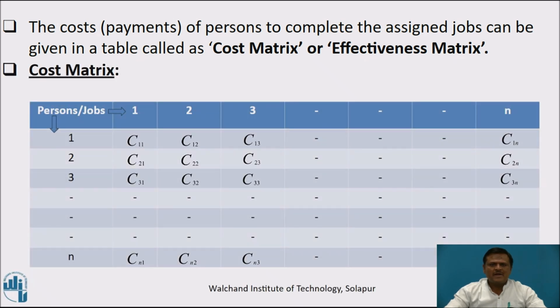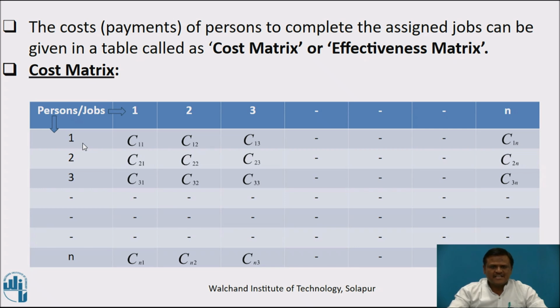Now the cost or payments of persons to complete the assigned jobs can be given in a table which is called a cost matrix, or it is also called an effectiveness matrix. Now here the cost matrix is given. We need to understand the cost matrix. It is given in all the examples, all the problems on assignment problems.